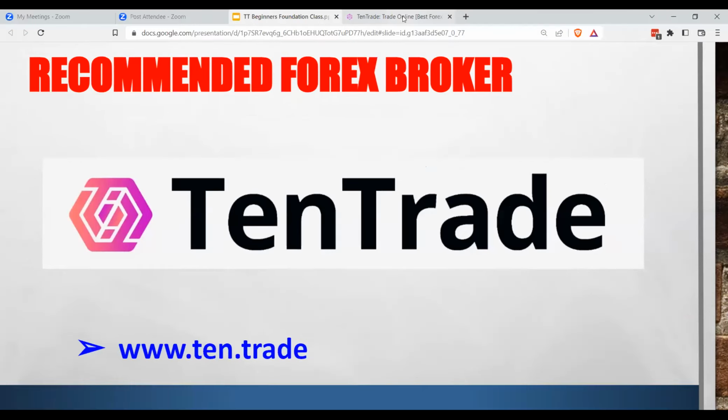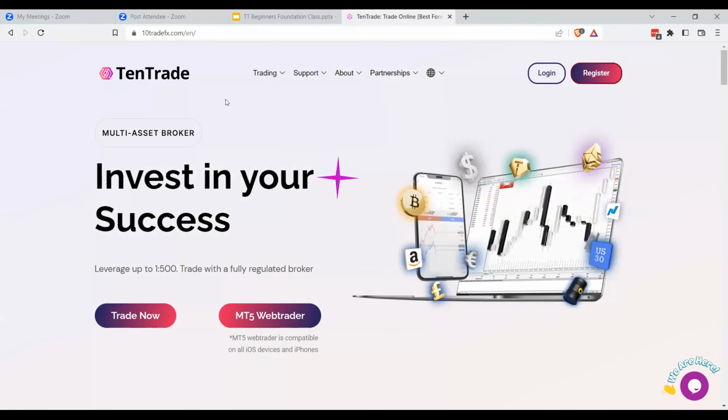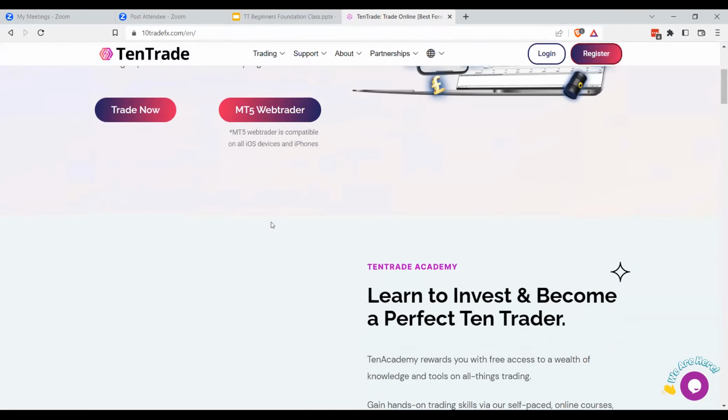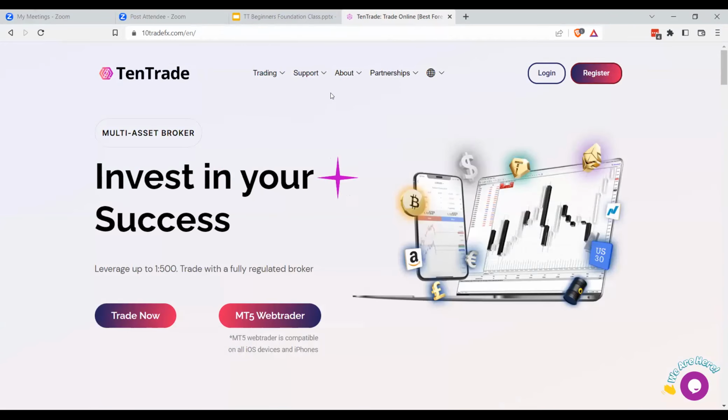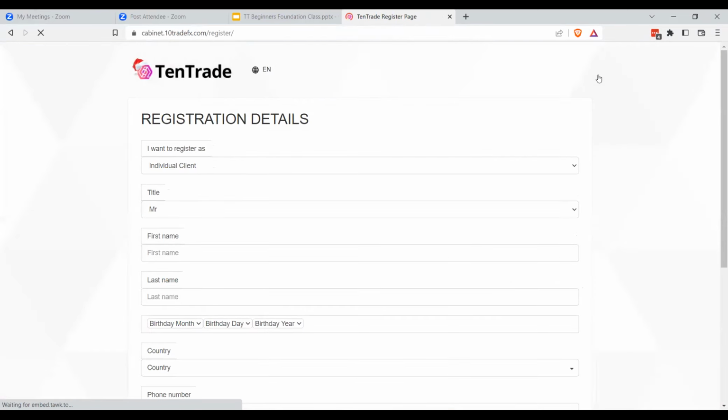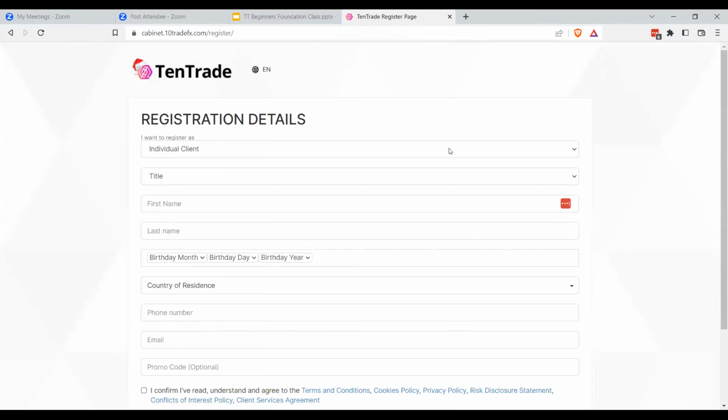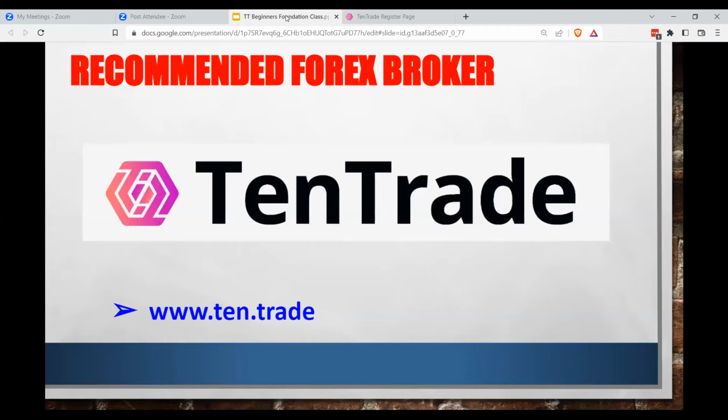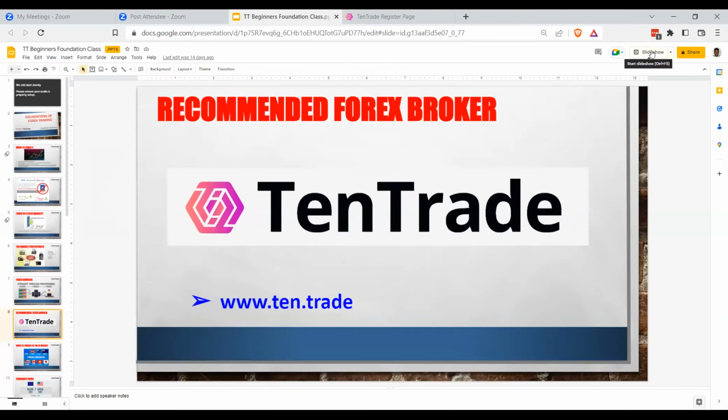So this is how the TenTrade platform looks. When you go to ten.trade, you'll be brought to this platform. If you don't have an account, all you have to do is click on register right here. When you click on register, you'll be taken to a page where you just fill a short form, and then you are good to go. Immediately you receive an email from TenTrade sending you all of your login details, and then you have access to your dashboard. We'll go over that much later. Let's move forward because of time.